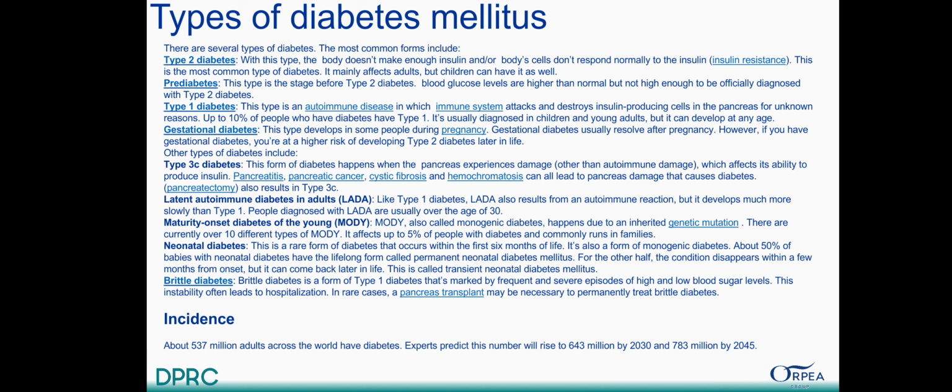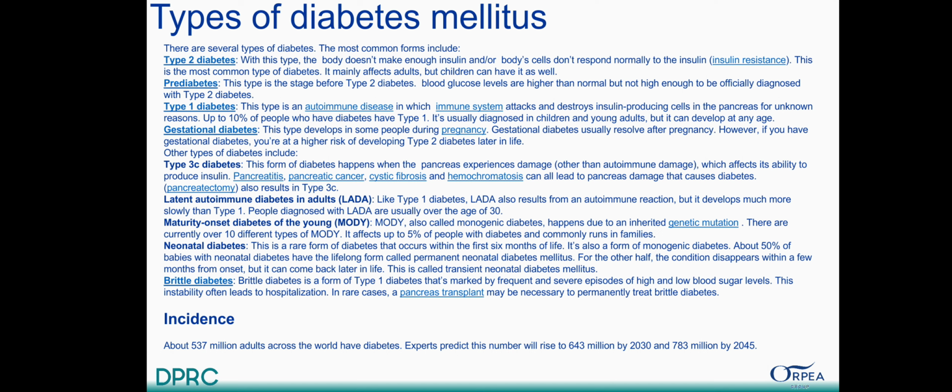Maturity onset diabetes of the young, also called monogenic diabetes, happens due to an inherited genetic mutation. There are currently over 10 different types of maturity onset diabetes of the young. It affects up to 5% of people with diabetes and commonly runs in families.